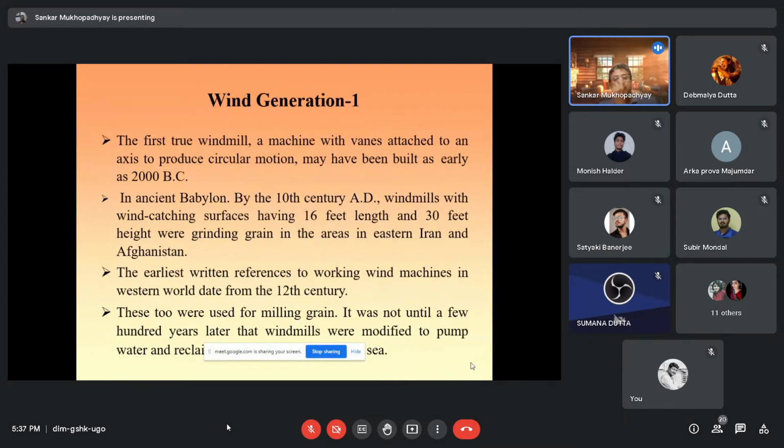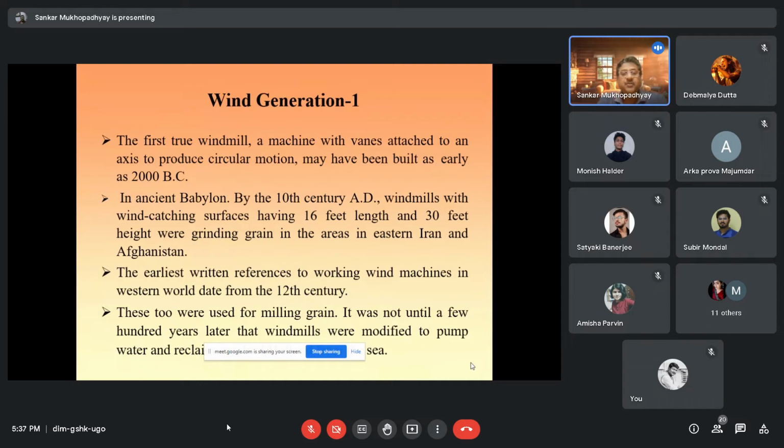In ancient Babylon, by the 10th century AD, windmills with wind catching surfaces having 16 feet length and 30 feet height were grinding grains in the areas in eastern Iran and Afghanistan. But at that time, it was only used for some mechanical activity. Somebody used a wind turbine to grind grains. Somebody used it to lift water from wells, from the deep ponds. Then some used it for grinding their oil seeds. So these are the earlier usages.